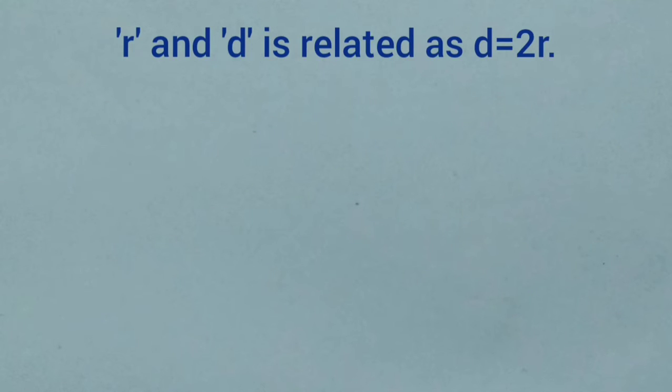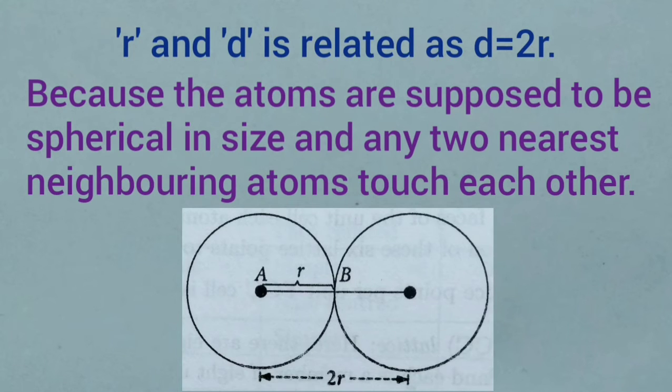R and D are related as D equal to 2R, because the atoms are supposed to be spherical in size and any two nearest neighboring atoms touch each other. See the diagram. Now we shall calculate the nearest neighbor distance.